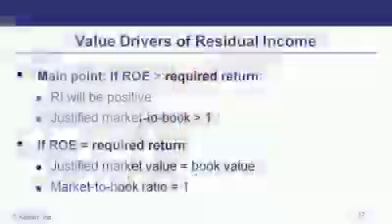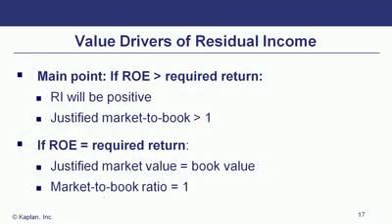So, value drivers of residual income. The main point is, you want your return to be greater than the required return or fair return. This is the whole idea. You want residual income to be positive. You want the justified market to book to be greater than 1, meaning you want the market value of the stock to be greater than its book value, because that means it's generating additional return. So if the return on equity equals the required rate of return, the justified market value should be its book value. You're not giving me anything extra. And the market to book value ratio would equal 1 as well.